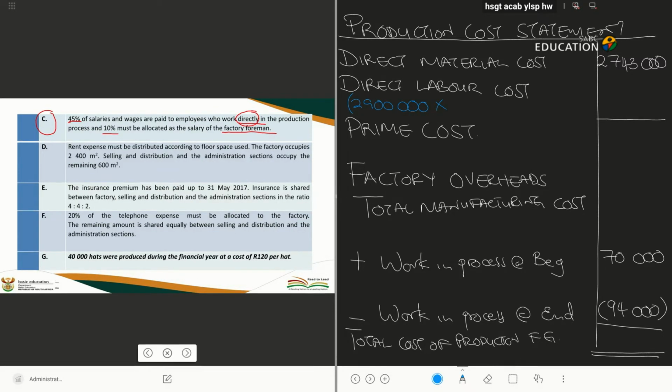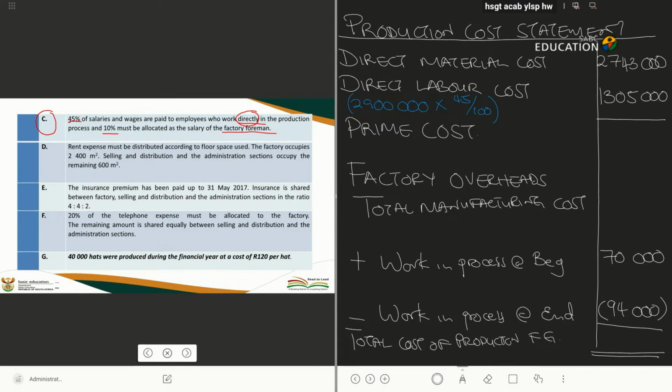45. So multiplied by 45 over 100. Make sure you have your calculator. 2.9 multiplied by 45%. That will give you 1,305,000.